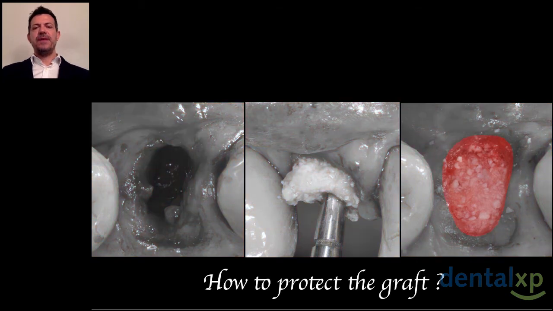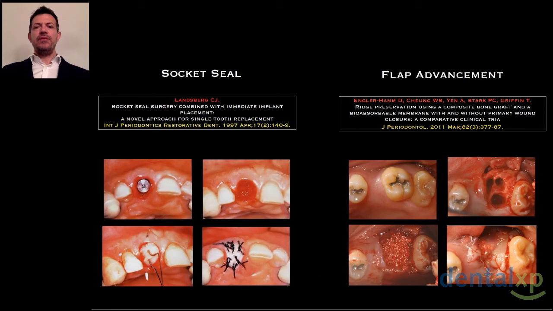One key question is, from the surgical point of view, in which way we can protect the graft. What kind of possibilities do we have? Looking at the literature, we know that the socket seal was introduced by Landsberg in 1997.